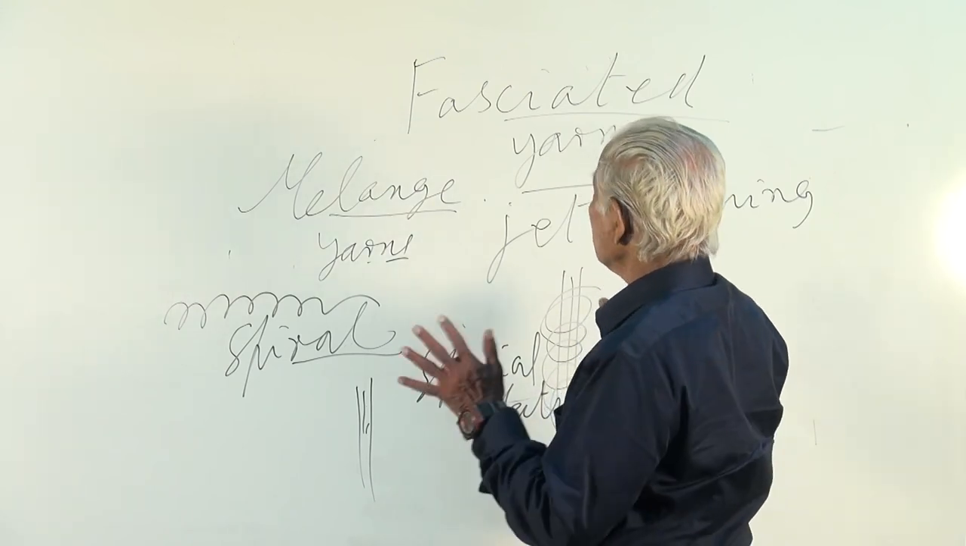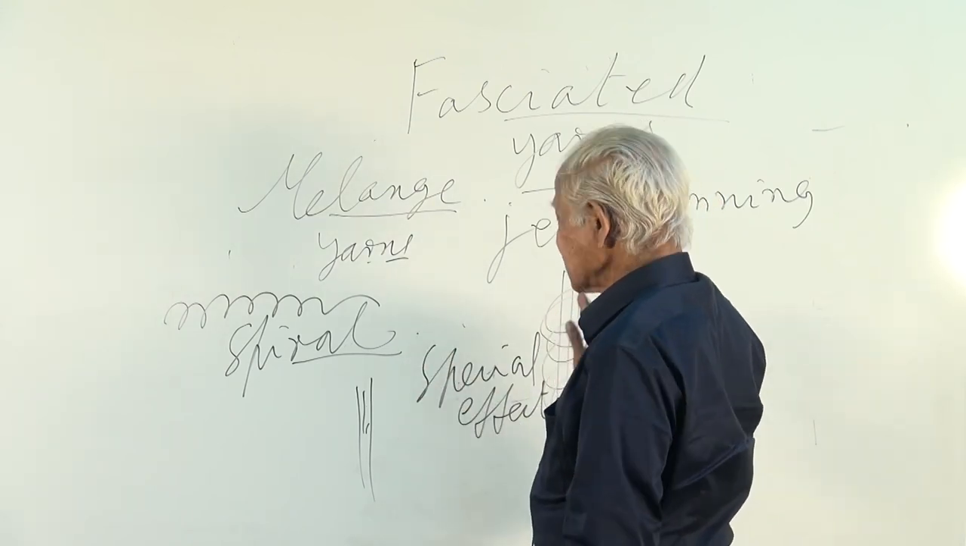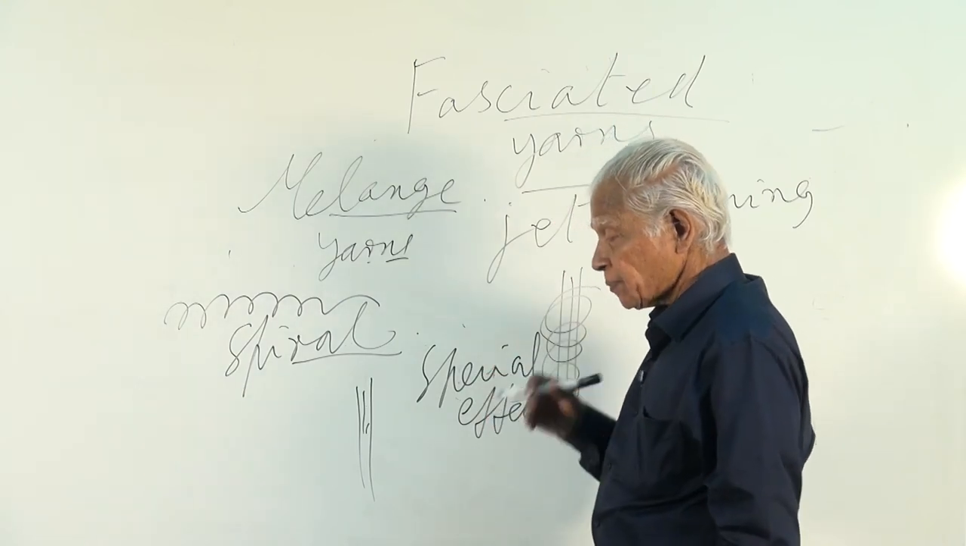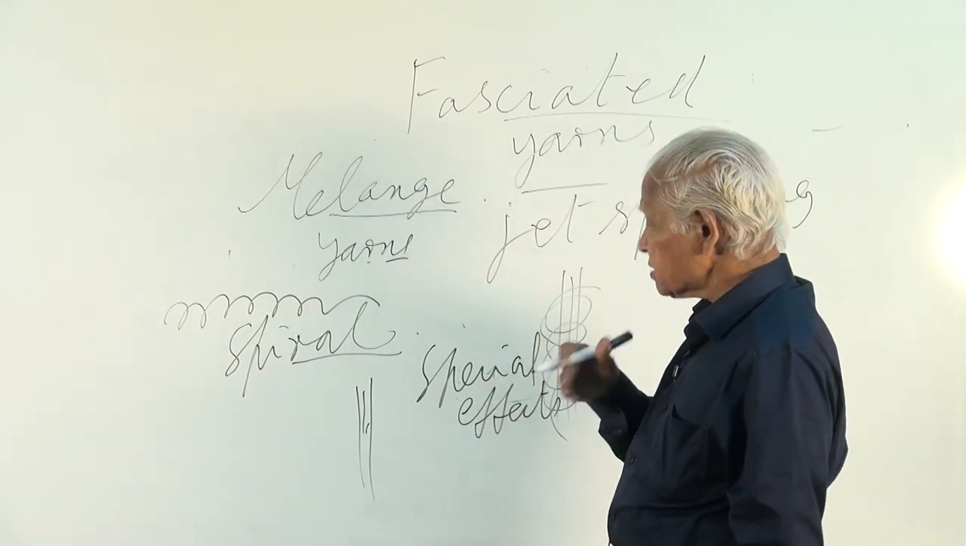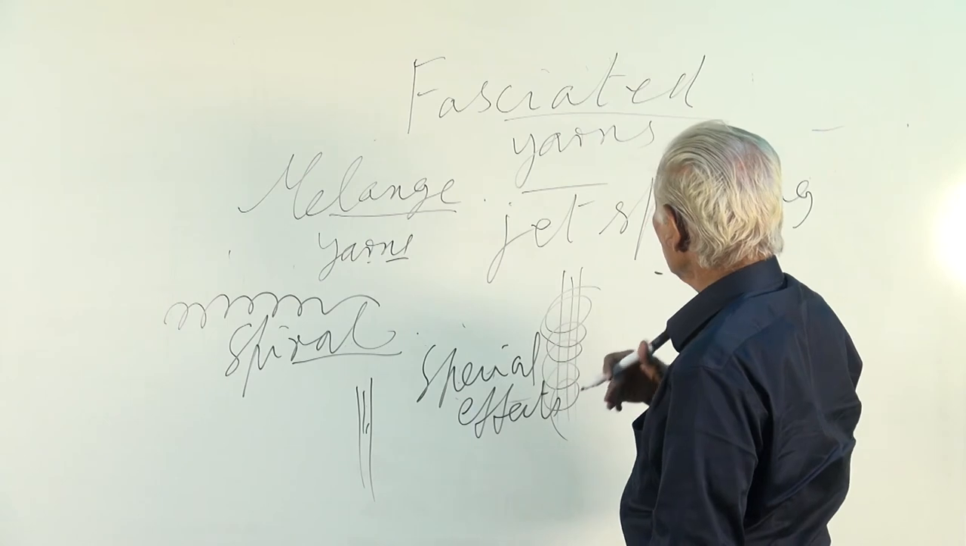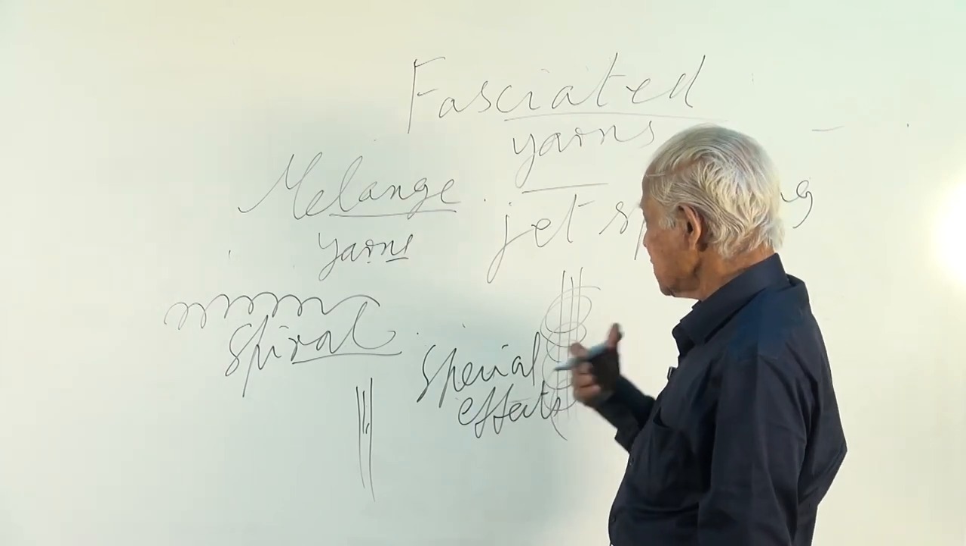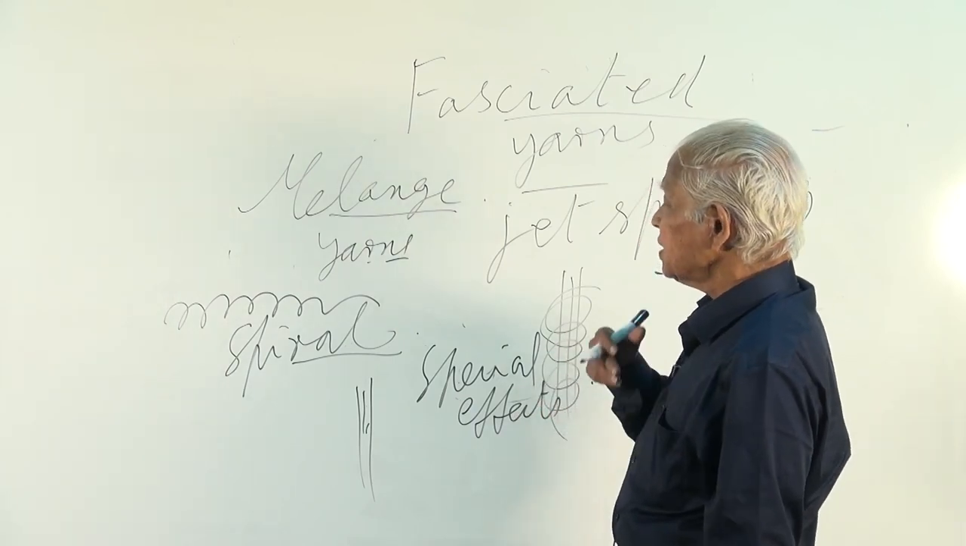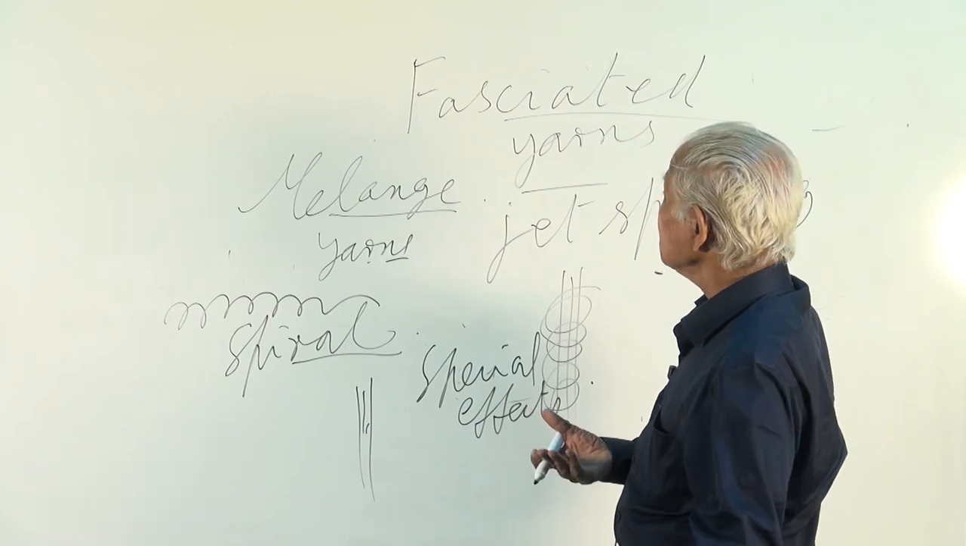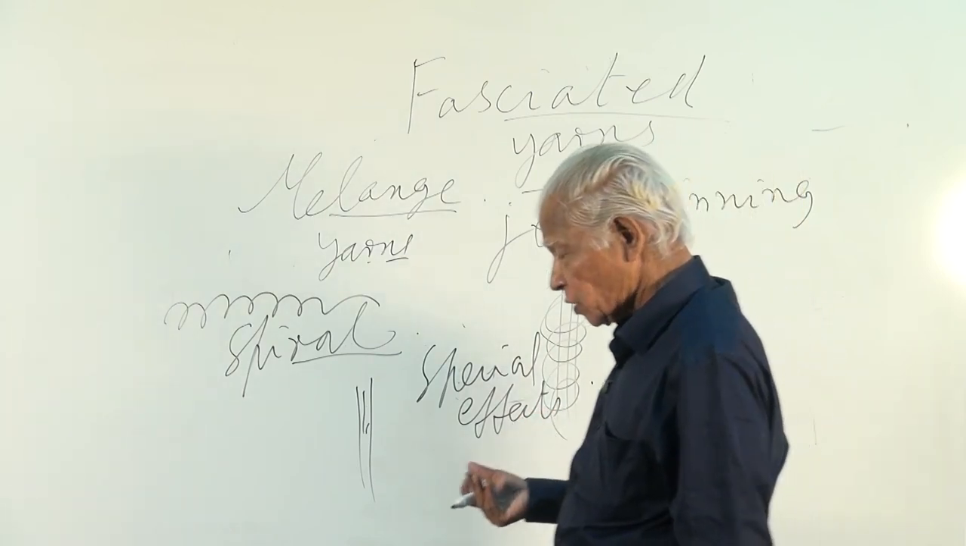So this is something about these fancy yarns, and we have discussed so many times the slub yarn, the Bouclé yarn, the jimp yarns, the fasciated yarns, the yarns having the spiral nature and all. Now let us discuss something about these textured yarns.